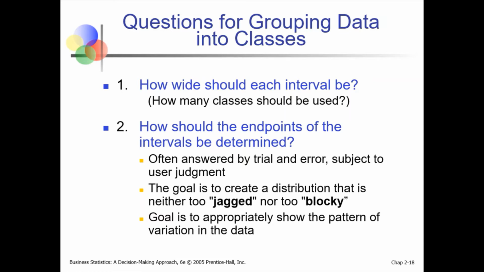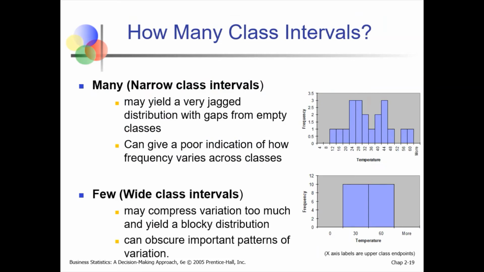Okay, so usually kaning two, it is answered by trial and error or subject to user judgment. Depende sa inyo ha. The goal is to create a distribution that is neither too jagged nor too blocky. So dapat dili mo makakita og distribution na too jagged, pasabot daghang laktawan. Nya too blocky pasabot medyo dagko nga distribution, dagko nga classes. Goal is to appropriately show the pattern of variation in the data, so dapat ma-effectively ang information na mahatag sa atong frequency table.